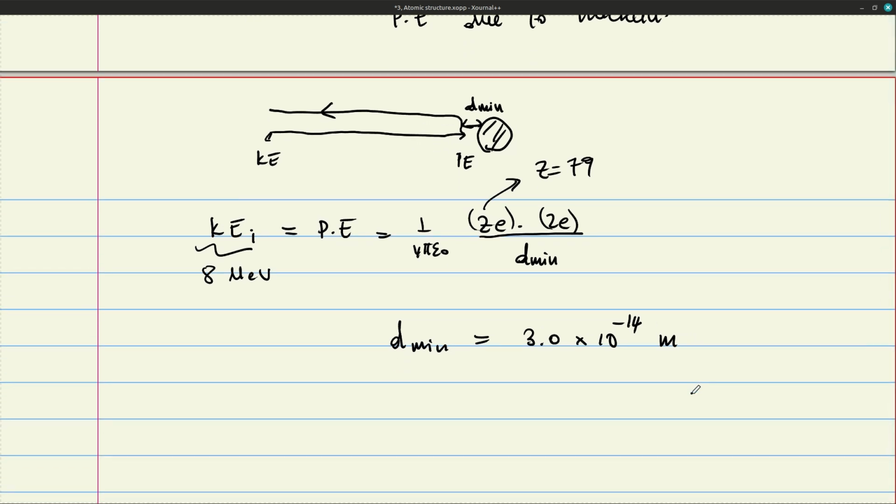Okay, so this is, at least in this course so far, the smallest distance we have come to, and this is actually an upper bound to the size of the nucleus. Okay. Any questions or any comments?